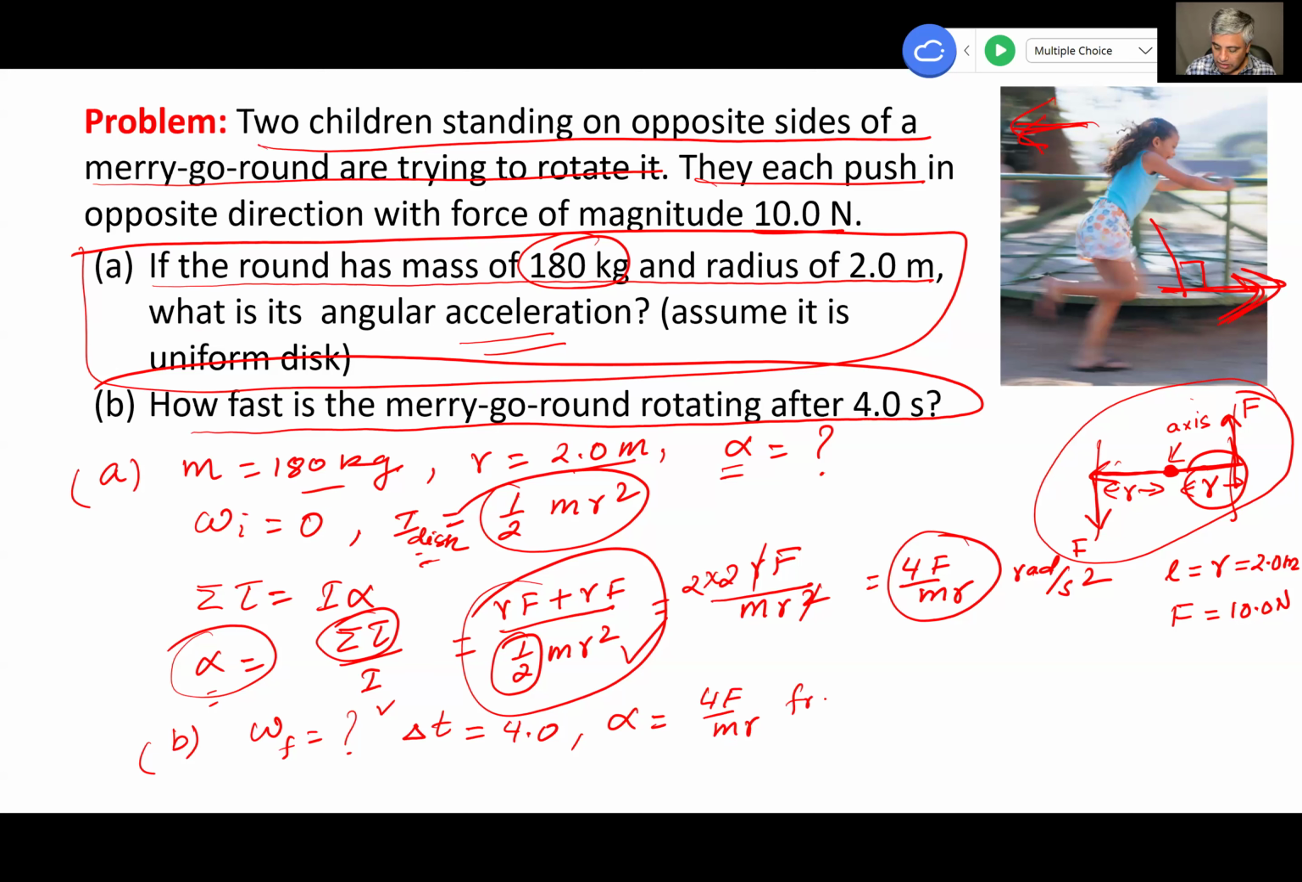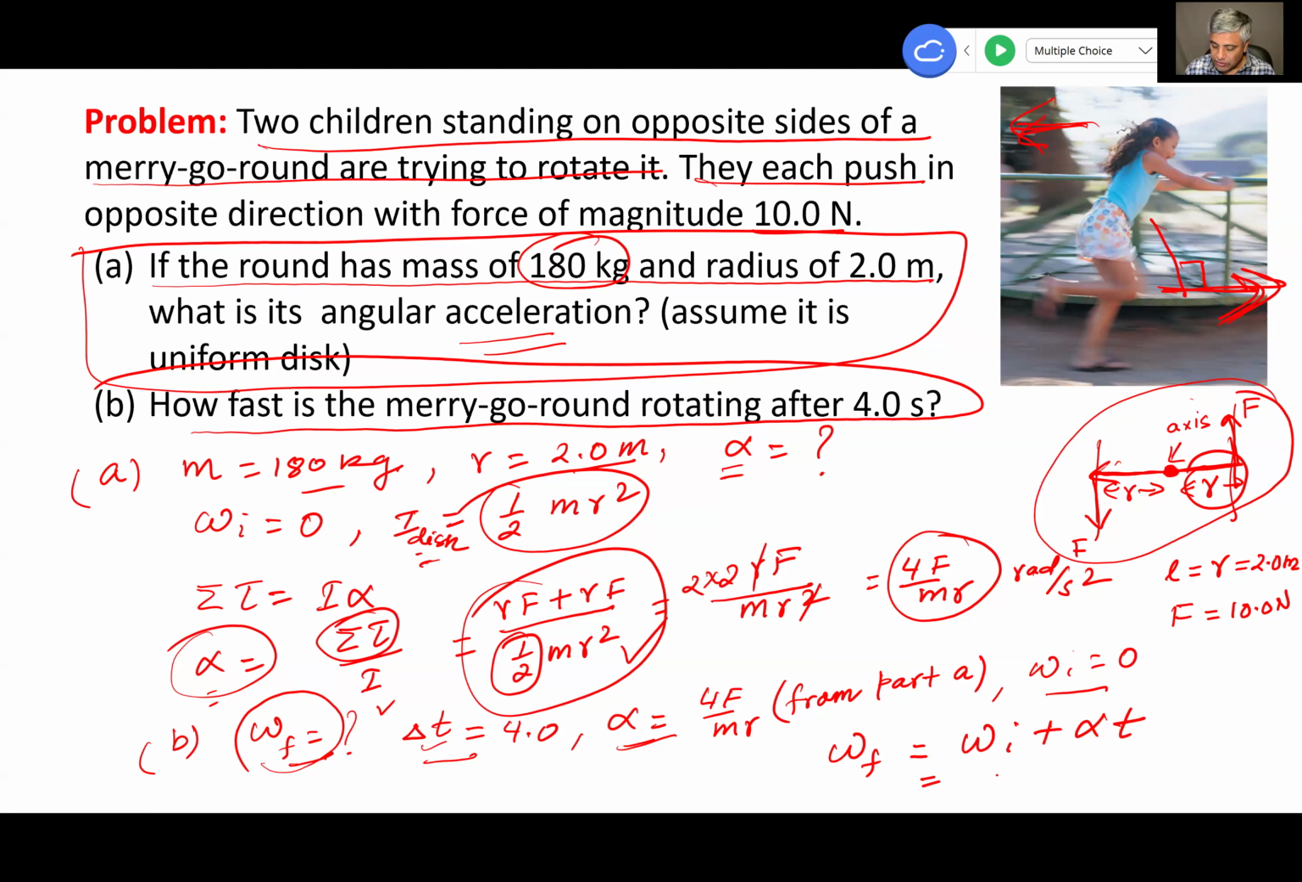And omega i is also known because it does not say with what speed it was moving when the kids started pushing. So it must be at rest when they started pushing. So we can say omega i is 0. Okay. So time information is there, and alpha is there. We are looking for final speed. Initial speed is known. Time interval is there. Acceleration is there. So that means we can use this formula, the very first formula in the list.